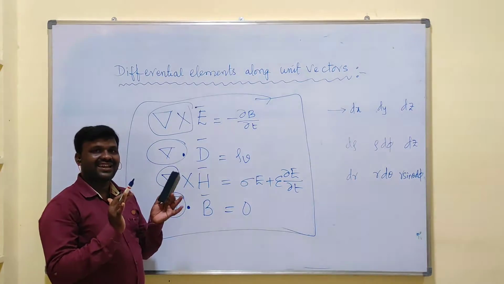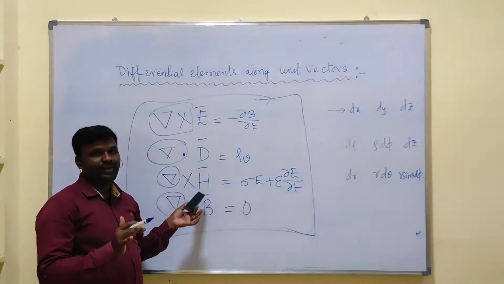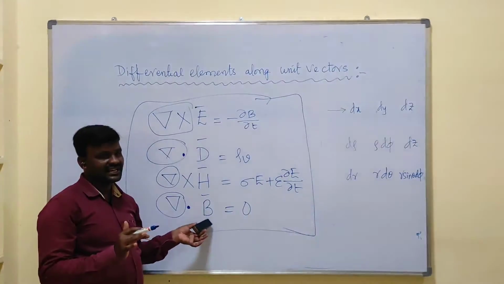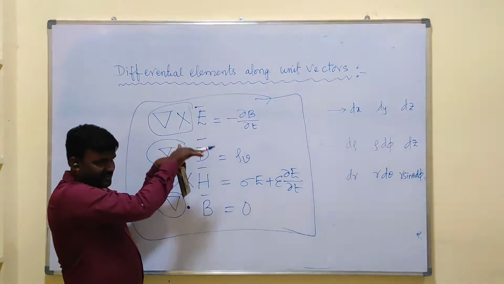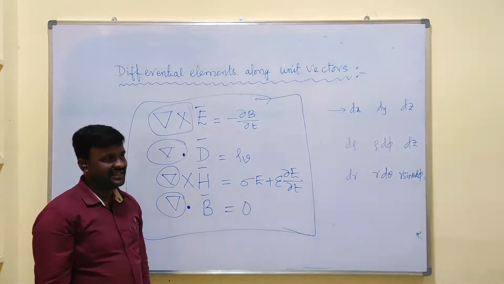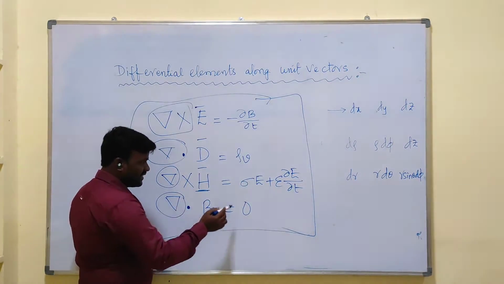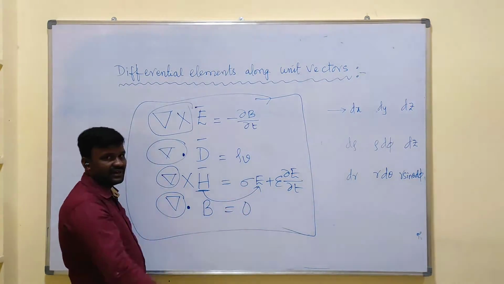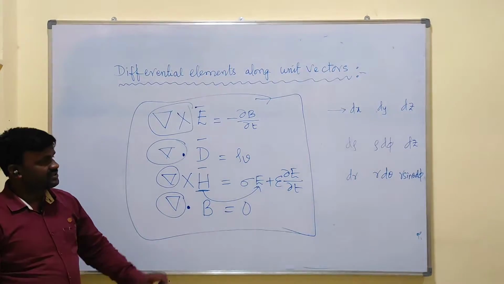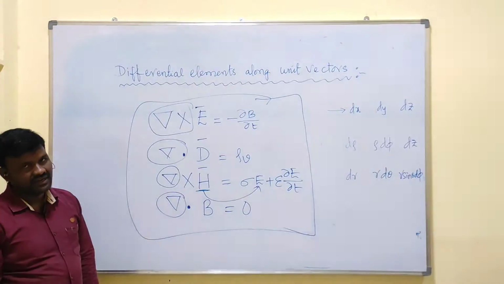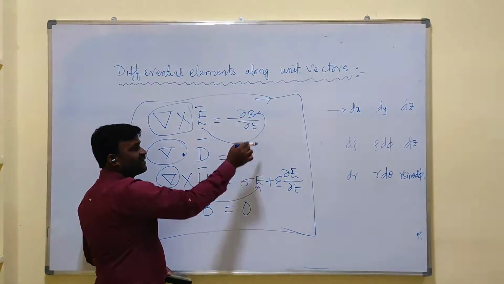If you apply curl and divergence on the electromagnetic field parameters, of course intensity and density parameters, you will get some relations, some equations. These equations are called Maxwell's equations. You can observe that from here it is H. This H is related to what? Electric field intensity. Basically, Maxwell's equations relate electric and magnetic field parameters. Here I have E, and that E is related to magnetic flux density.